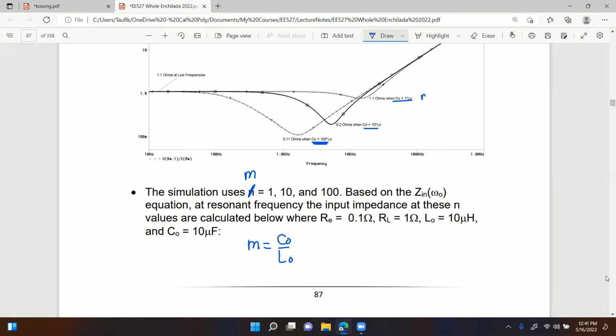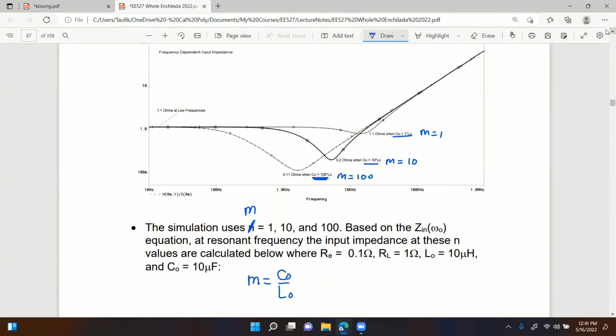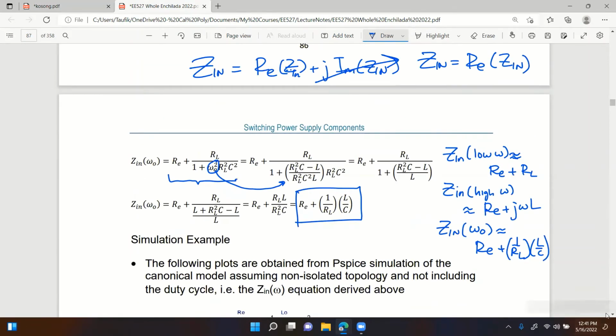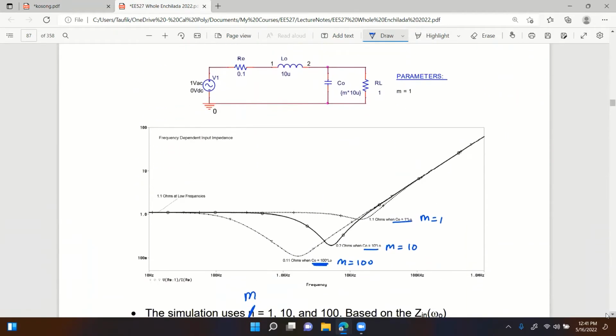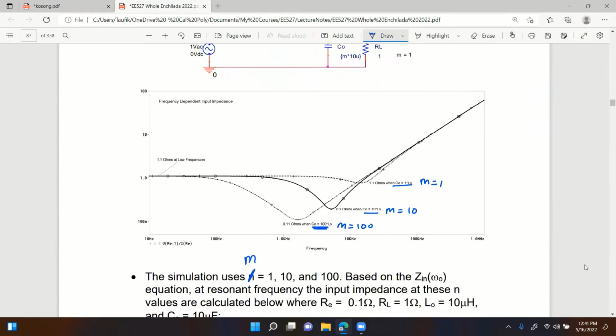Okay, so this is M equals 1. This is M equals 10. This is M equals 100. So I plotted the input impedance at three different values of M. Depending on how big the capacitance is with respect to the inductor, you have different frequency response of the input impedance. Now focus on one. Let's focus on the solid line right here. What did we say earlier?